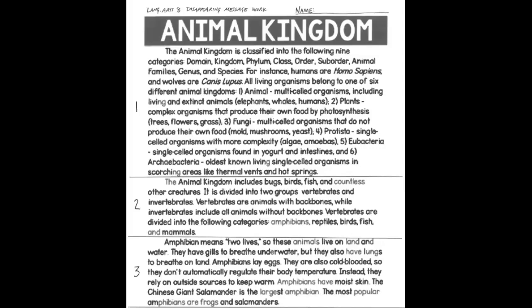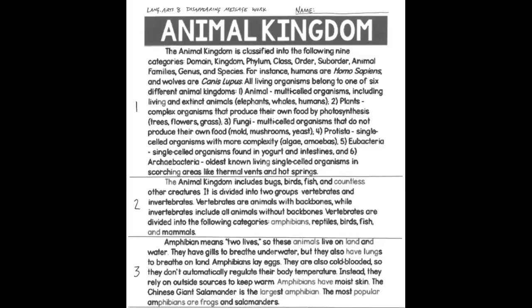Section 2. The animal kingdom includes bugs, birds, fish, and countless other creatures. It is divided into 2 groups: vertebrates and invertebrates. Vertebrates are animals with backbones, while invertebrates include all animals without backbones. Vertebrates are divided into the following categories: amphibians, reptiles, birds, fish, and mammals.